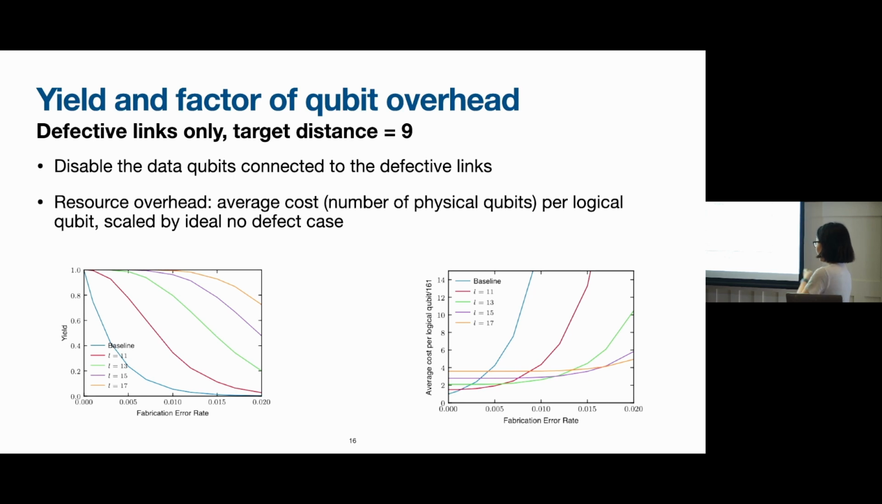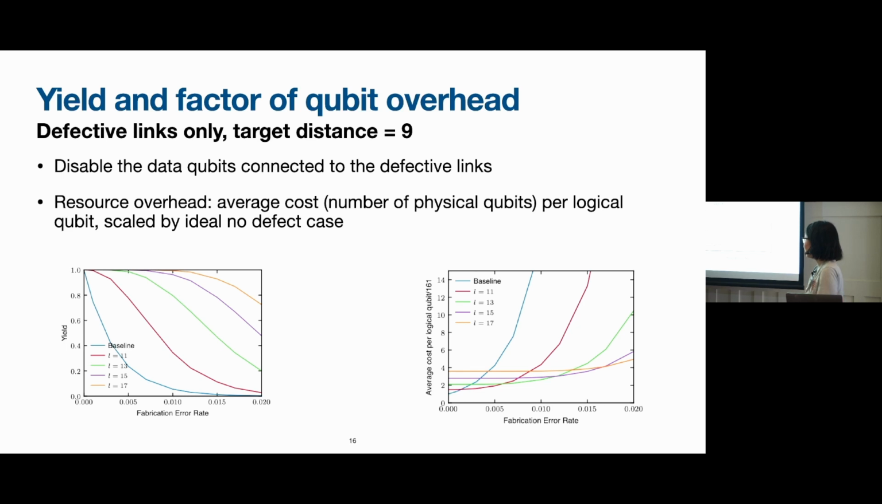On the right-hand side, I'm showing the factor of resource overhead. The takeaway is that for a different defect rate, it makes sense to use a different size of triplet to have a different level of tolerance to defects. But at the same time, using a larger triplet also means you have to have more physical qubits on each of them. So there's a trade-off, and it's important to reach a balance between them.